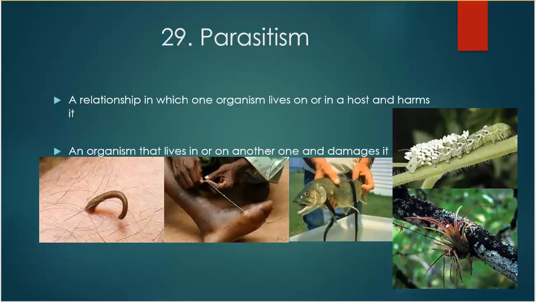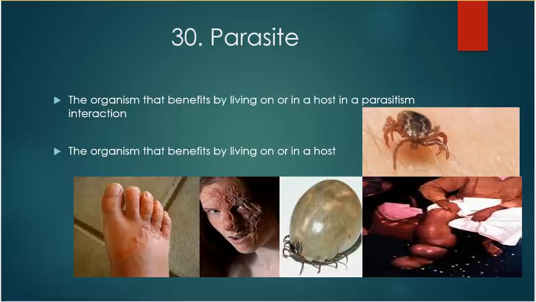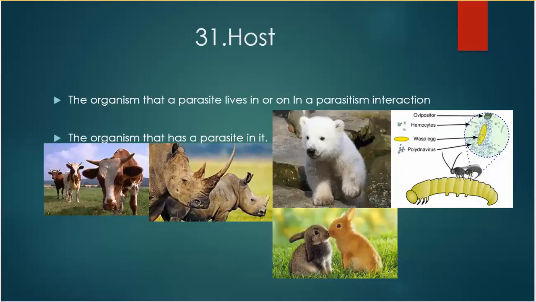Parasitism, a relationship in which one organism lives on or in a host and harms it. An organism that lives on or in another one and damages it. Parasite, the organism that benefits by living on a host in a parasitism interaction. The organism that benefits by living on a host. Host, the organism that a parasite lives in or on in a parasitism interaction. The organism that has a parasite in it.